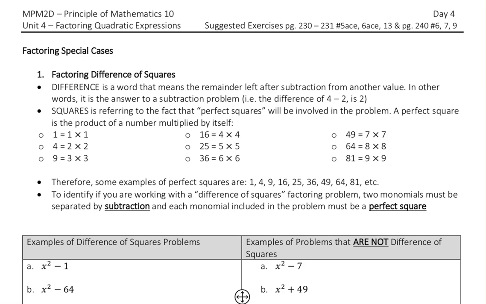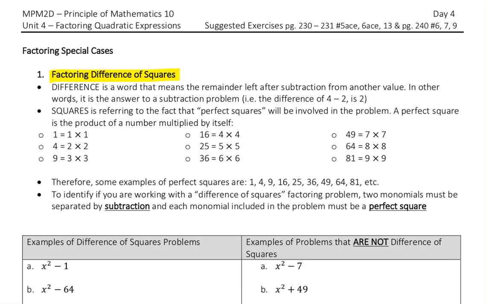So here are your suggested exercises right at the top there for day 4. And what we're looking at today is what we call special cases, and specifically in grade 10 we're looking at factoring with a difference of squares. In order to understand when we're looking at a difference of squares problem, we need to understand what that means. So let's pick this word apart.